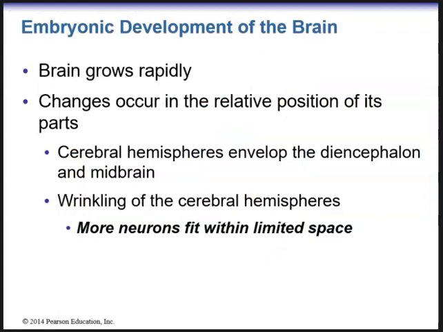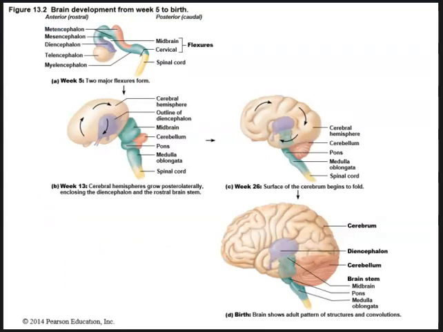Again, cephalization is the evolutionary process of packing more brains into the skull. We have our brain growing very rapidly, trying to fit as many neurons within a limited space, causing wrinkling of the cerebral hemispheres. On the next slide, you can actually see the brain development from week 5 to birth. So first we see in week five, we have two major flexures that form. So we have flexures at the midbrain and we have cervical flexures.